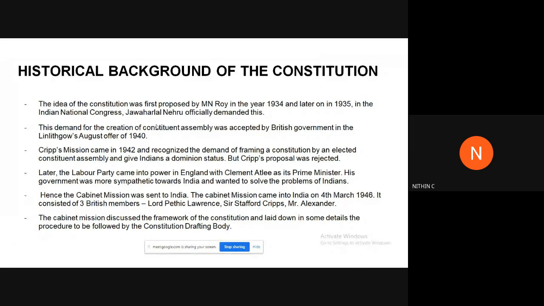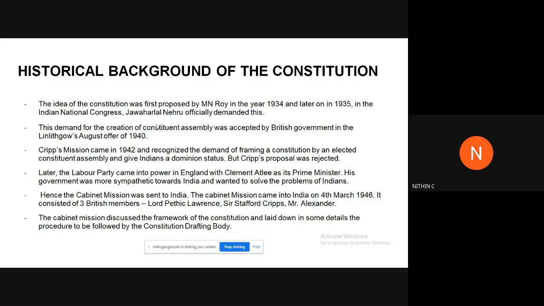Later, the Labour Party came into power in England with Clement Attlee as its prime minister. His government was more sympathetic towards India and wanted to solve the problems of Indians. So initially, the Cripps Mission recognized the demand of a constitution for Indians, but that proposal was rejected. After that, the Labour Party came into power in England with Clement Attlee as the prime minister. So you remember that our demand for a constitution was approved at the time when England was governed by Clement Attlee. That was the time when our proposal for a constitution was being accepted.